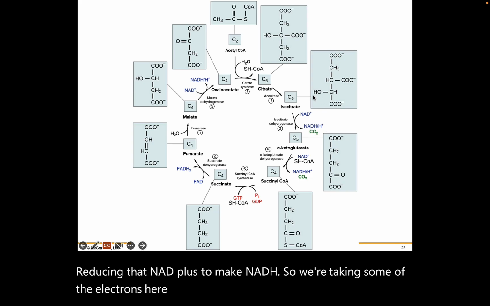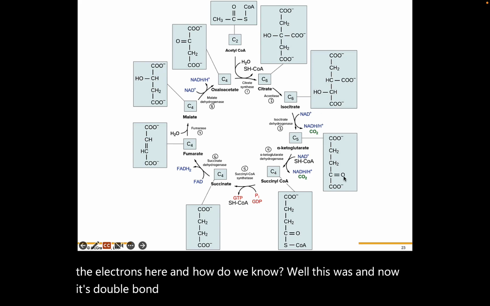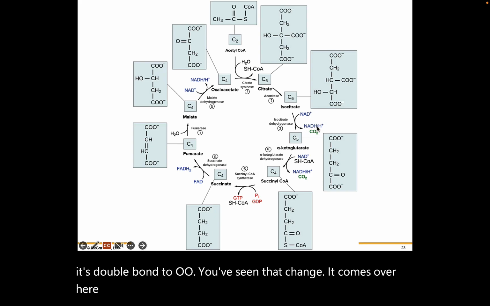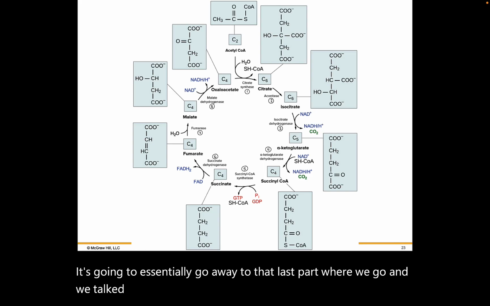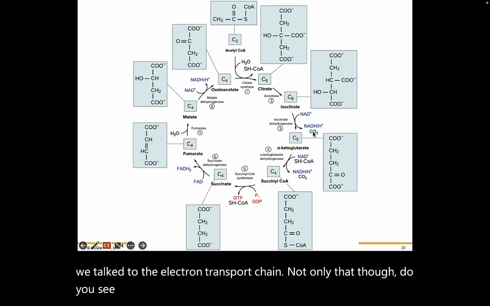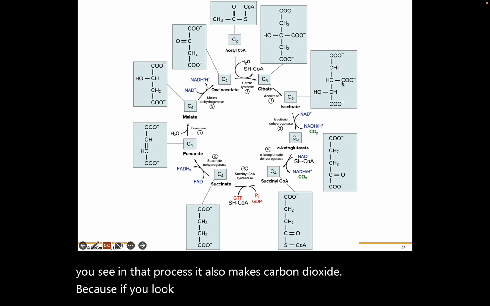And how do we know? Well, this was OH and now it's double bonded to O. So you've seen that change. It comes over here. This one right there, it's going to essentially go away to that last part where we go and we talk to the electron transport chain. Not only that, though, do you see in that process it also makes carbon dioxide? Because if you look, do you see how we have, I think of that as COO, C-O-O?